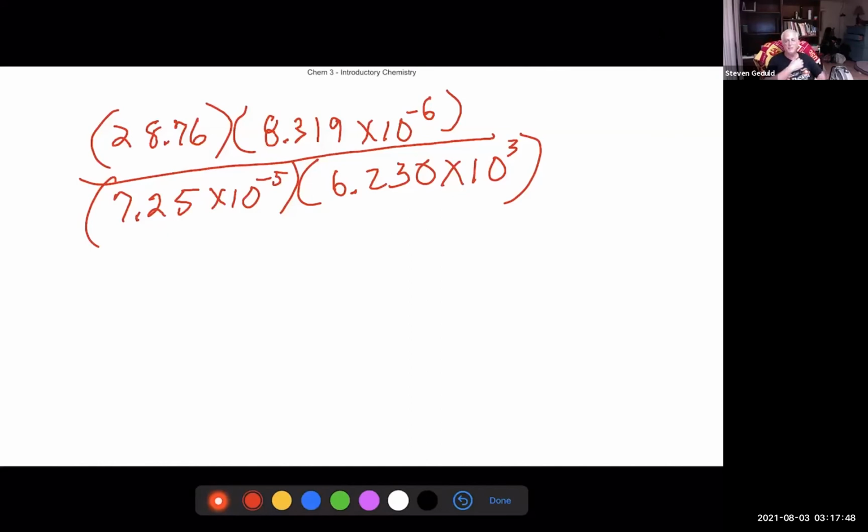Do not hit times for the bottom numbers, because most students will say 28.76 times 8.39 divided by 7.25 times 6.23. That would be the wrong answer. If the number's on top, hit multiply. If the number's on the bottom, just hit divide. Just keep it simple.